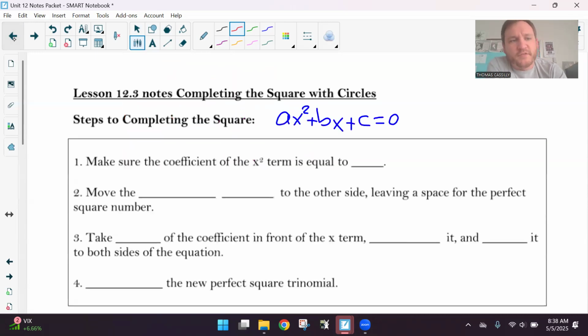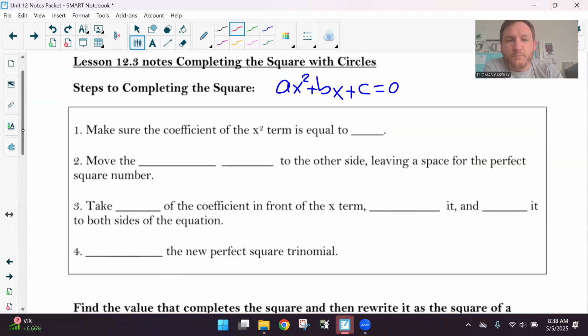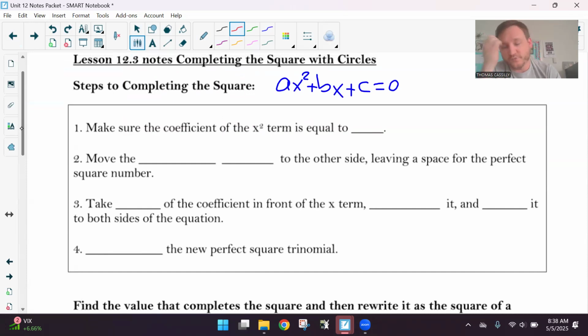Now, more times than not, polynomials do not factor, and we need other methods of solving these quadratics when they do not factor. This is just one of those ways. What we have to make sure of is that the a term, the very first term, is equal to 1. If it's not, make it equal to 1. You would divide both sides by a number if you can, that sort of thing.